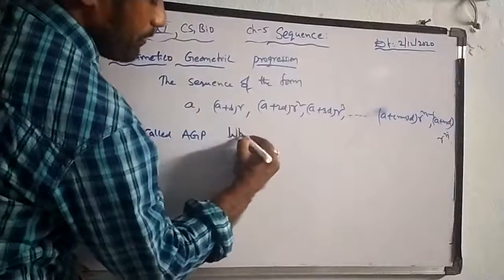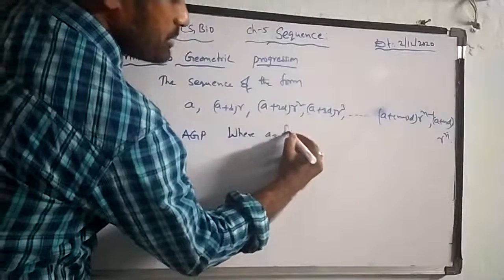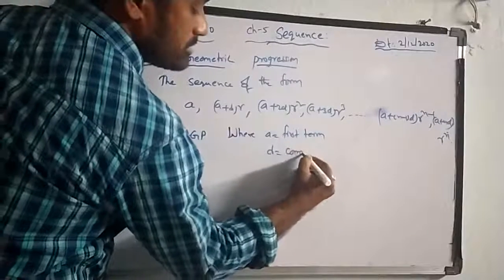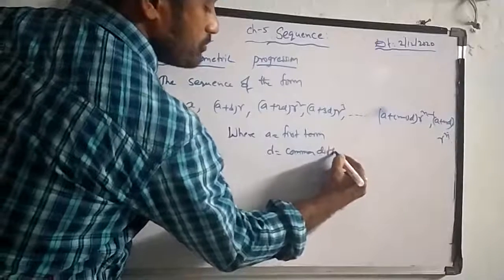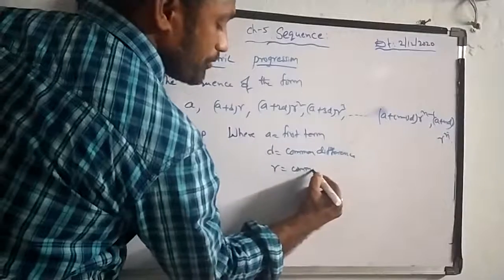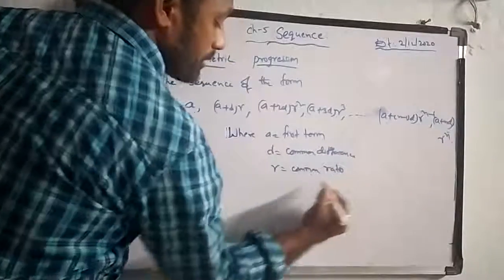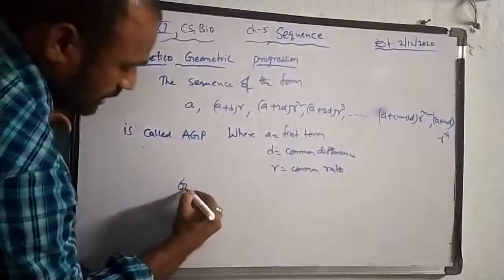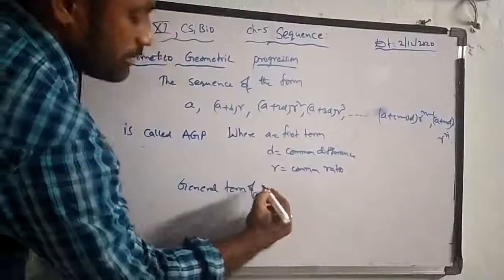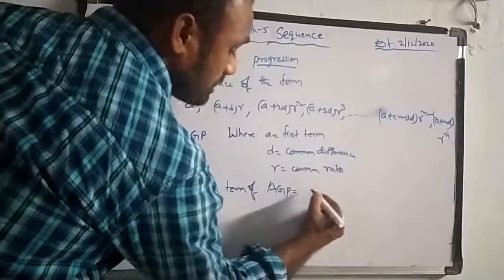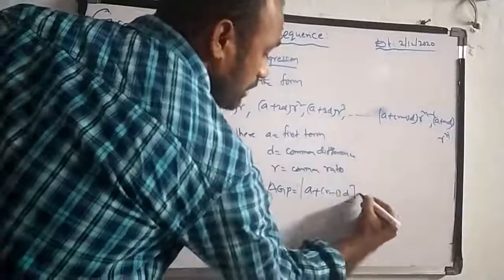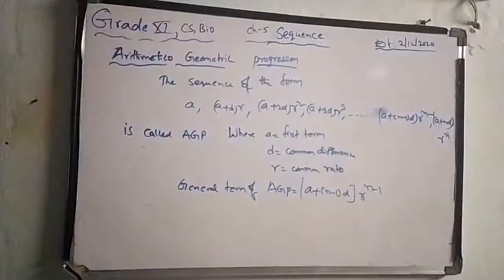where a is the first term, d is the common difference, and r is the common ratio. So the general term of an arithmetic geometric progression is given as (a plus (n minus 1) d) r to the power of n minus 1.